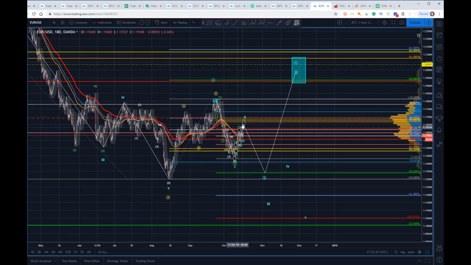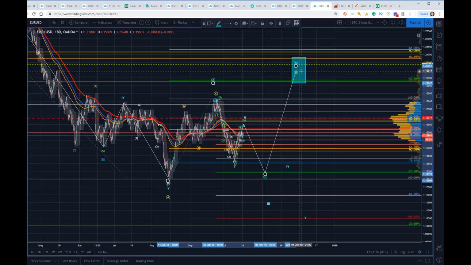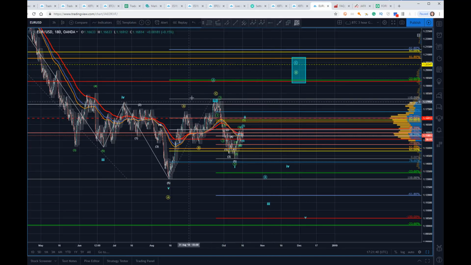So I would have two scenarios here. One that would bring this down as an ABC into a deep B, and then a big push up here that would need to be a motive wave. Would need to have 5 in that. All right, so let me clear this chart up a little bit.